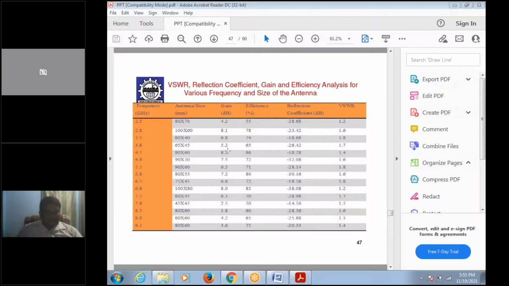Maximum reach is 4.2. Maximum reach is 8.2. Gain is 8.2, minimum 4. Minimum 3.8. Therefore, maximum minus 38.08. Minimum is also minus 14.56 reached. I mean the maximum VSWR is 1.7, 1.8. Sorry, the minimum is 1.2 reached.